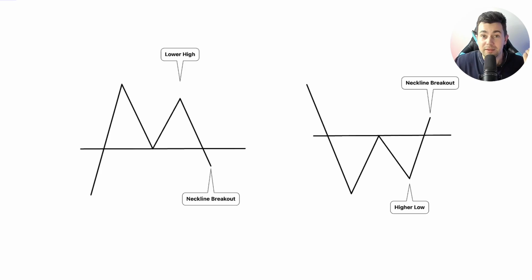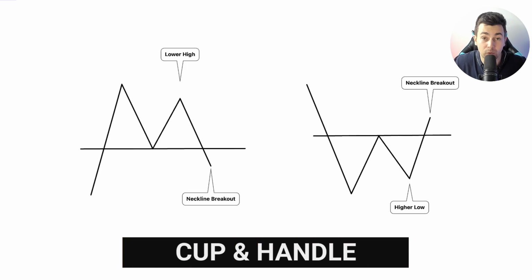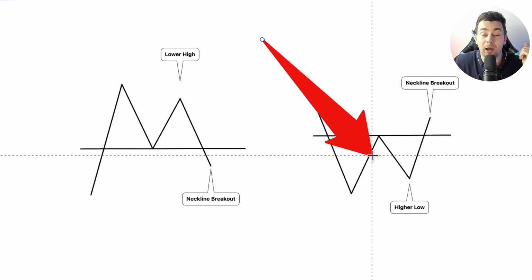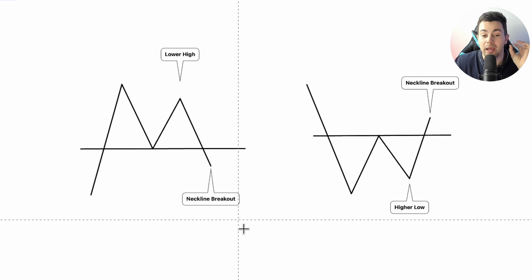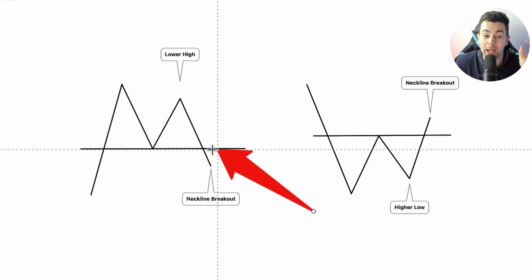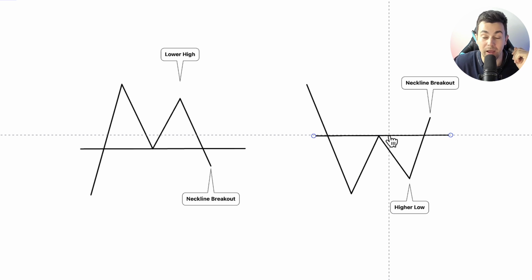The second pattern is a cup and handle formation, or double top with the lower high, or double bottom with the higher low. And again, the pattern gives a strong bullish or bearish signal when we see the confirmed neckline breakout.